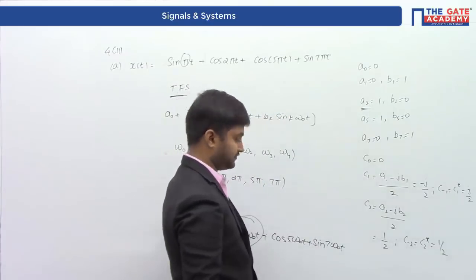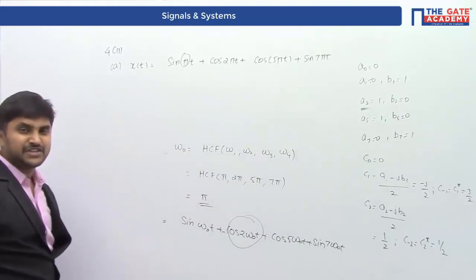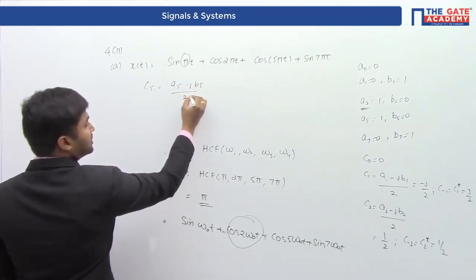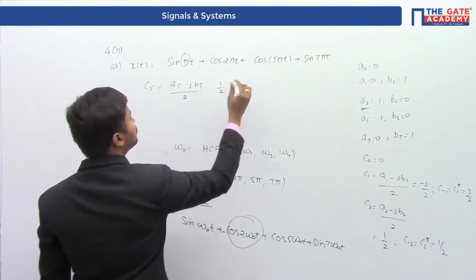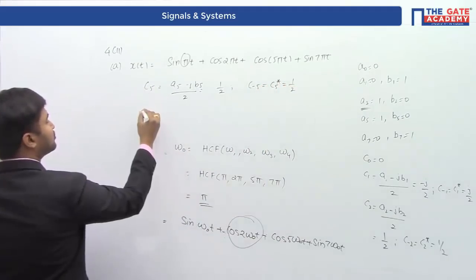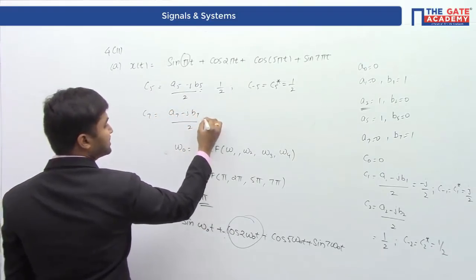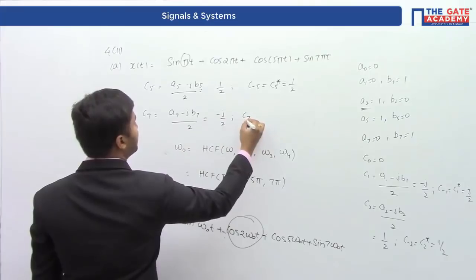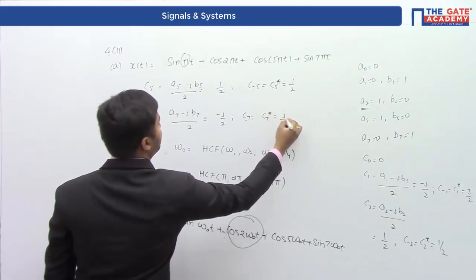And then we will have c5. c5 is going to be (a5 minus j b5) by 2. The value of a5 is 1 and the value of b5 is 0, so again you will have 1 by 2. If c5 is 1 by 2, c minus 5, which is c5 conjugate, will also be 1 by 2. And then we come to c7, which is (a7 minus j b7) by 2. a7 is 0 and b7 is 1, so it is minus j by 2. So c minus 7 is the conjugate of c7, which is j by 2.